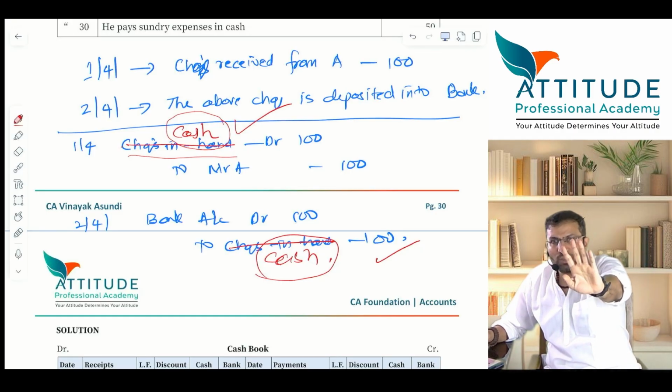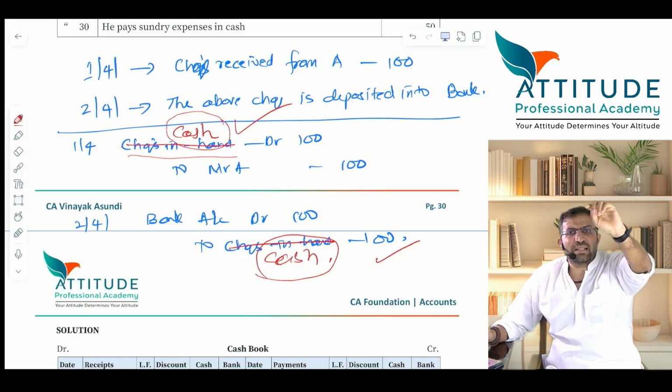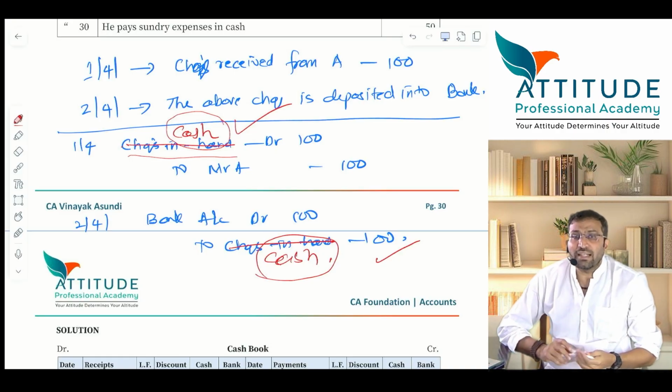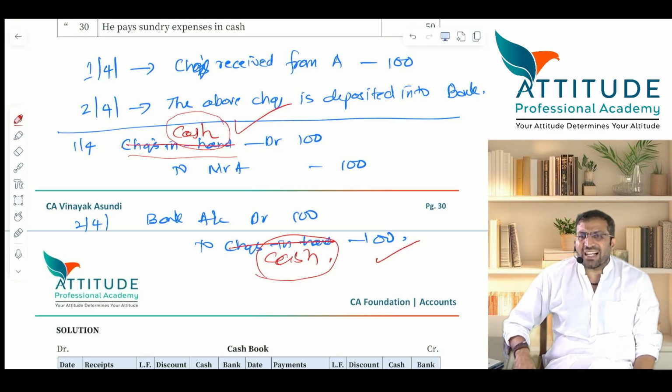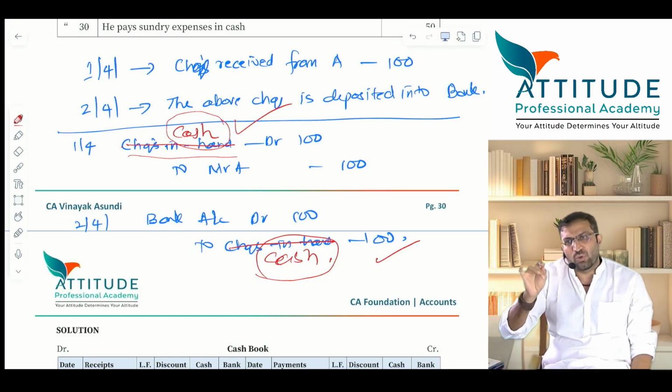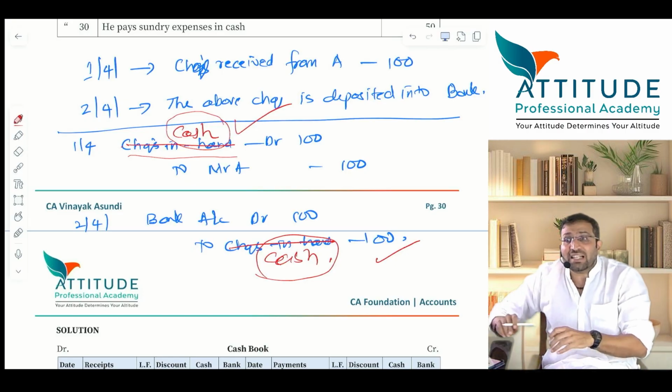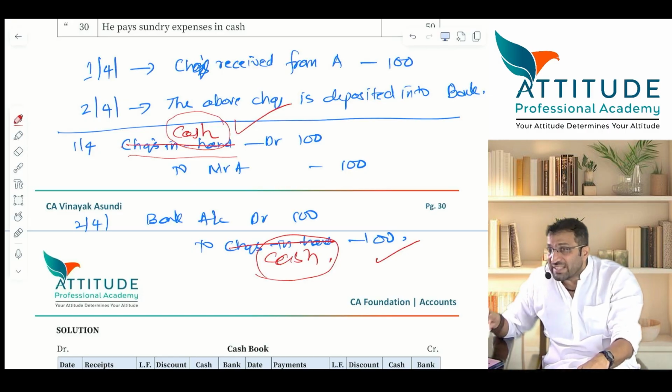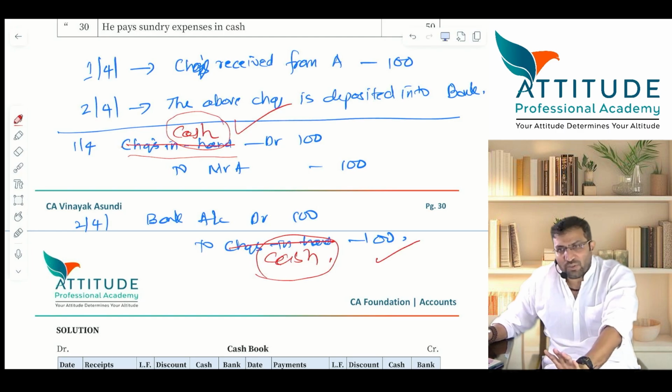But check payment made is directly bank only. Like for example, electricity paid by check, entry: electricity expenses account debit to bank. Whether that check is collected by the electricity department, you don't have to worry. You have given the check, that's the end of it. Is that clear? Problem comes when you receive the check. So check received is as good as cash received. These things you have to remember. I hope all of you understood this.